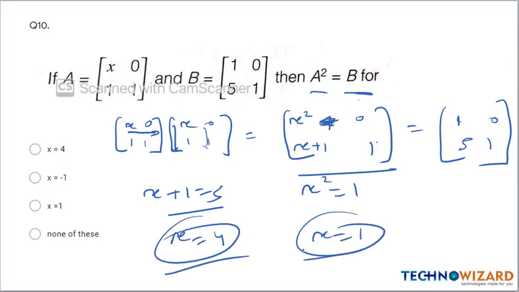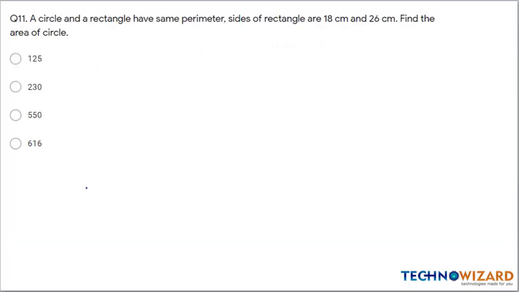Both the values are not the same, therefore no condition is satisfied, therefore none of these is the correct answer. Option D. Next question. Question number 11.